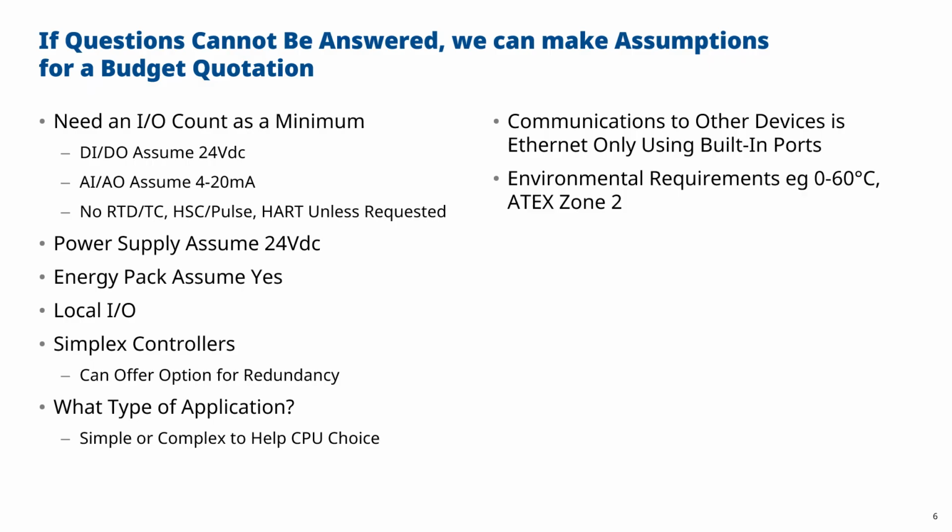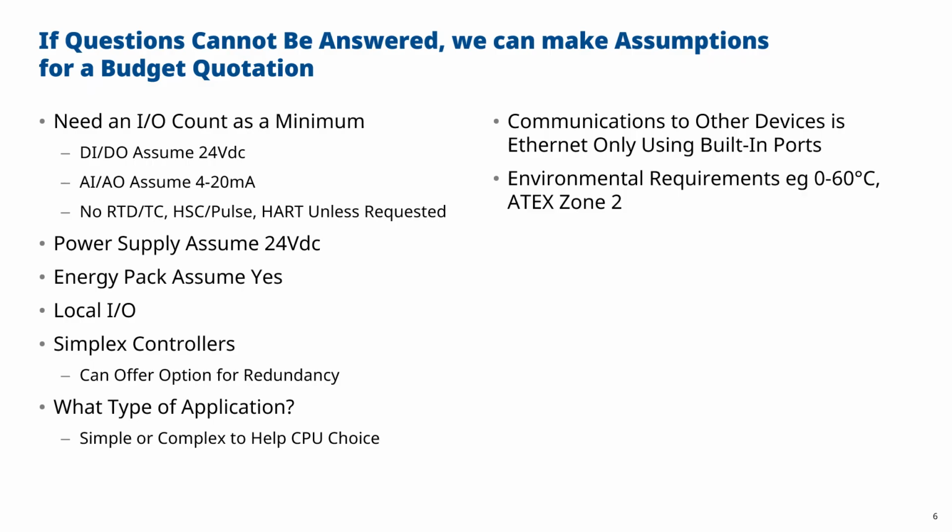For the power supply, I would assume 24 volt DC. And under the low voltage and machinery directive, 24 volt DC is good practice anyway, because you want to have a safe panel, and if you've got high voltages, then that reduces the safety. For the energy pack, I would assume yes.